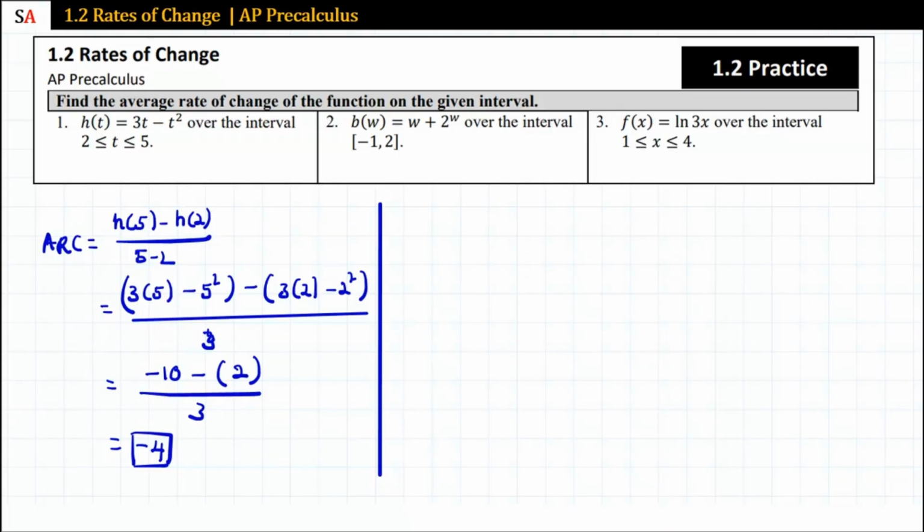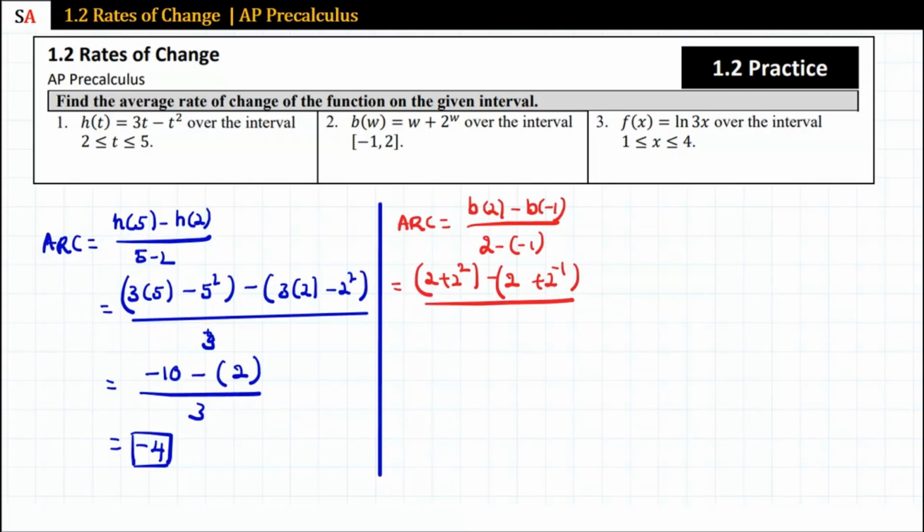Here b of w equals w plus 2^w over the interval negative 1 comma 2. Okay, so find the average rate of change. That is the ARC equal to b of 2 minus b of negative 1 over 2 minus negative 1, which is b of 2 is 2 plus 2 to the power 2, minus 2 plus 2 to the power minus 1, over 2 minus negative 1, which is 3.